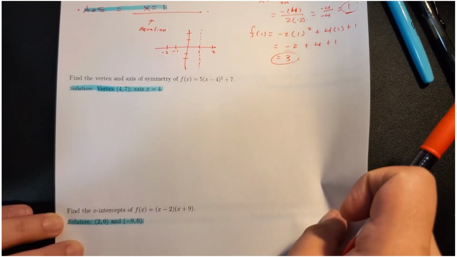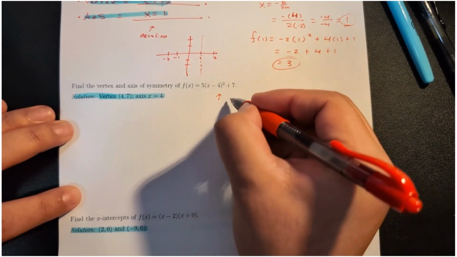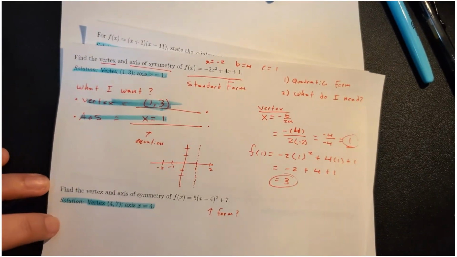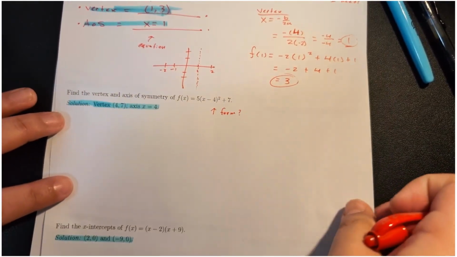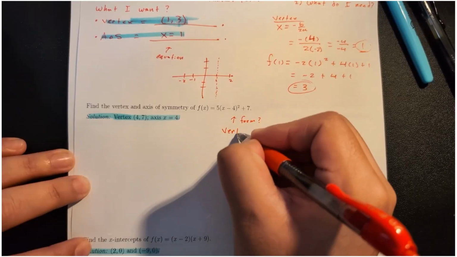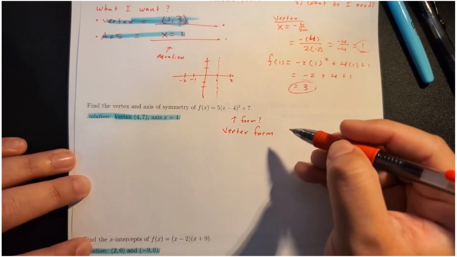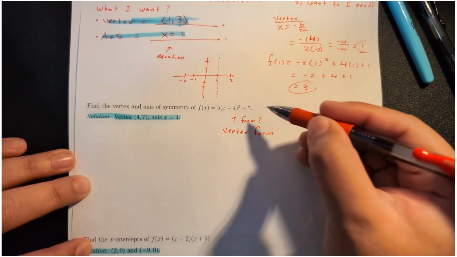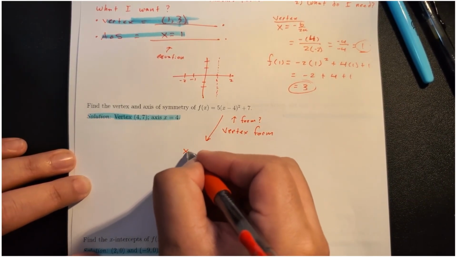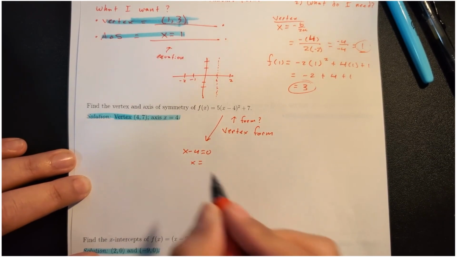Let's do another problem. So suppose we have this form. What is this form? It's not standard because standard looks something like this. So it's not standard. This is what we call our vertex form. It's called the vertex form because you can identify the vertex immediately from this. So the way you do this is you set x minus 4 equal to 0, and you get x is equal to 4, adding 4 to both sides.